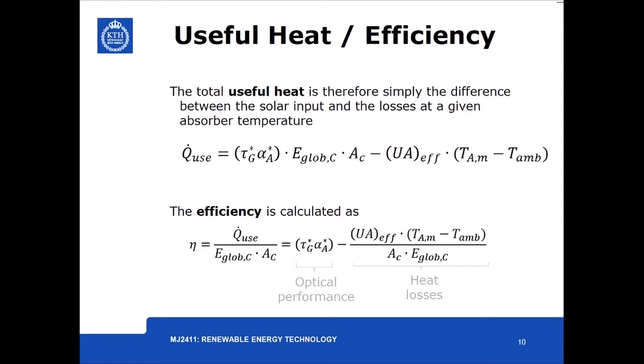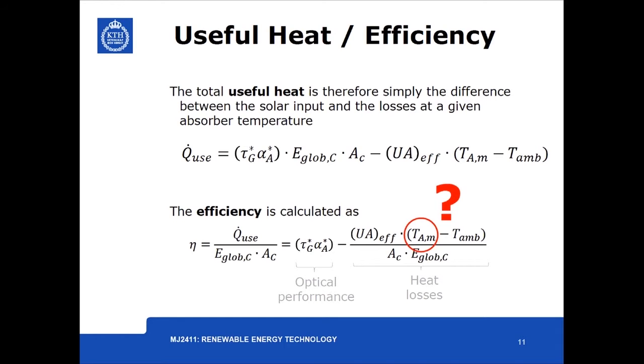We can calculate the useful heat now with the equation shown, where we see again the product of tau_g times alpha_g, which corresponds to the optical efficiency, and then on the right side we have the losses. The efficiency of the collector can easily be calculated, as in any power system, as the ratio of the useful heat or the useful power divided by the total power available at the collector. As I said, on the left side, tau_g times alpha_g corresponds to the optical performance, and the term on the right side corresponds to the heat losses.